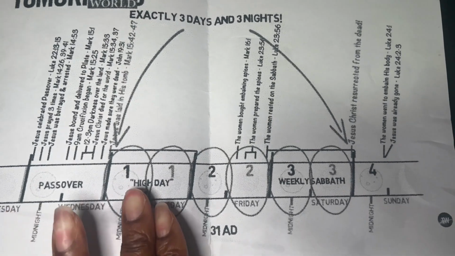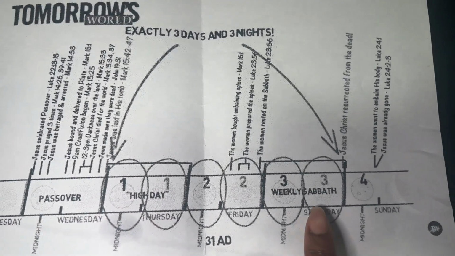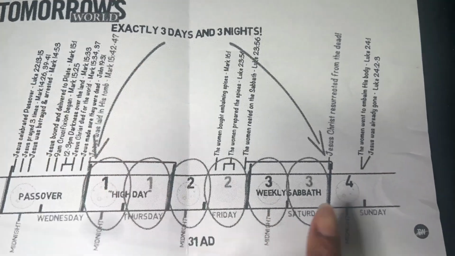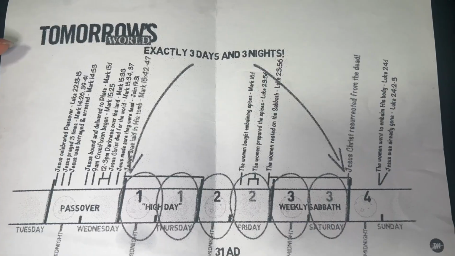To go over even the high day, they explain the high day is the annual Sabbath day versus the weekly Sabbath day. That's why nothing can happen on those days. They do a great job of explaining it. So again, go ahead to Tomorrow World's YouTube channel.